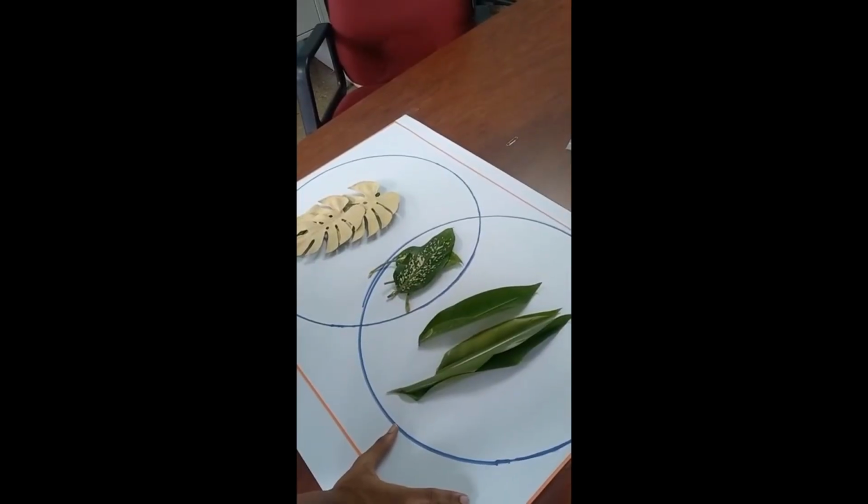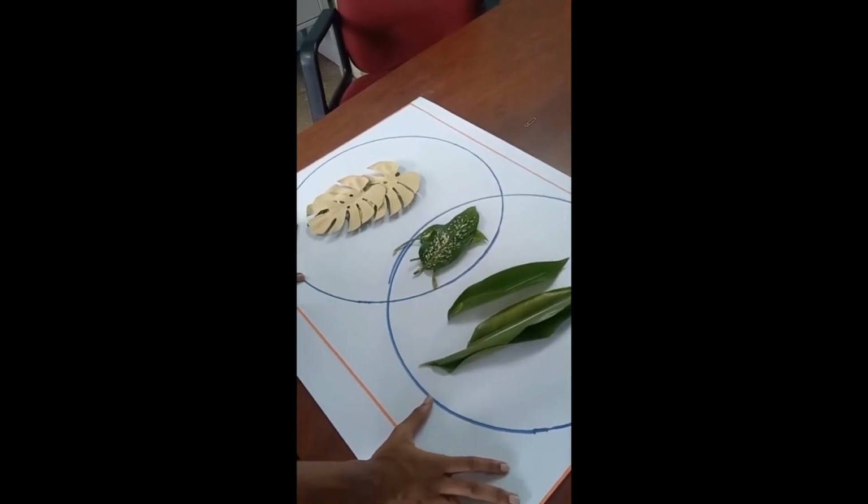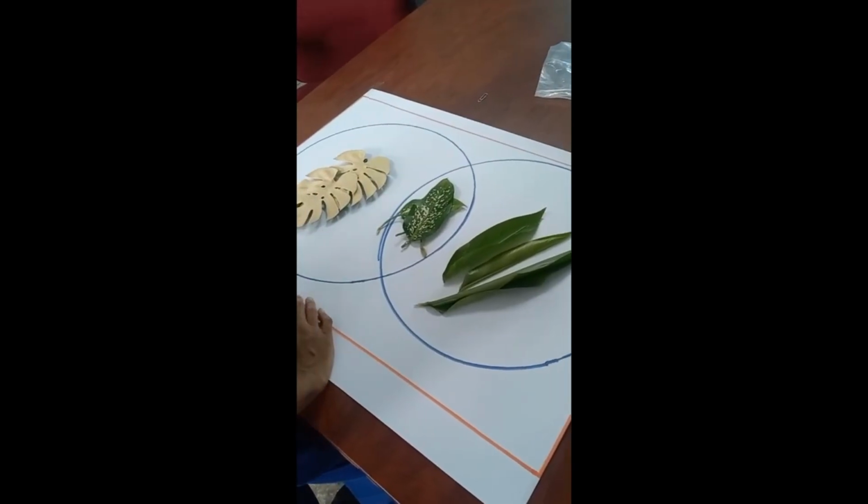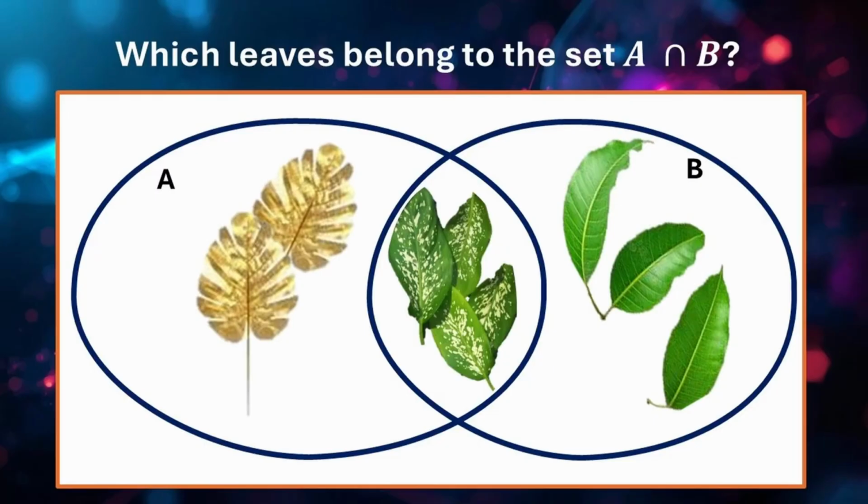Now, wasn't that a nice activity to recollect how to arrange objects on a Venn diagram? Let's wrap up today's lesson. Looking at the Venn diagram of leaves, which leaves belong to A intersect B? Let's consider them. Do you think it's this set? How about this set? Or maybe this one? The correct answer is this set of leaves.